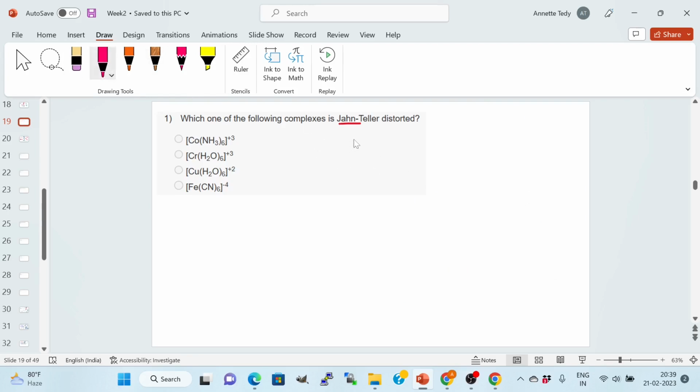So first we will find out the number of d electrons, and all are, as you see, in an octahedral environment. First one, cobalt is in 3+ state. Cobalt 2+ has d7, so cobalt 3+ will have d6 electrons in an octahedral field, and NH3 is a weak field ligand. 1, 2, 3, 4, 5, 6.